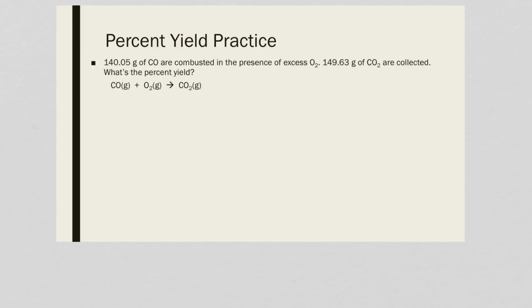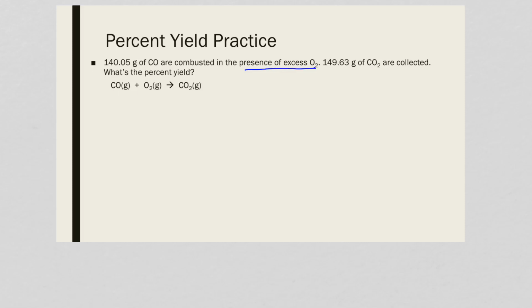Okay, so I'm going to end this section with doing another example problem. I'm going to show one final example just to give you another problem to look at. So let's walk through this one. We have 140.05 grams of CO, carbon monoxide, combusted in the presence of excess O2. So now notice they've told me what's in excess. 149.63 grams of CO2 are collected. What is the percent yield?